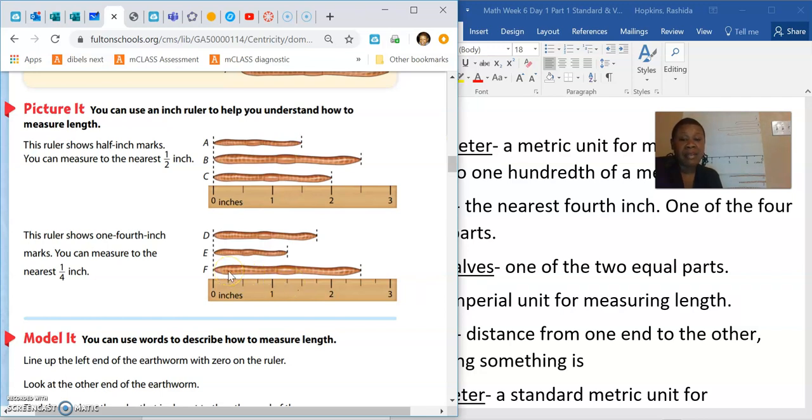Here it is, F. F is a little longer. Half mark here. So we have a 1/4, half, 3/4, and a whole inch. 1 1/4, 1 1/2, 1 3/4, to the 2 inch mark. It's still long. 2 1/4, and 2 1/2. Isn't that cool?